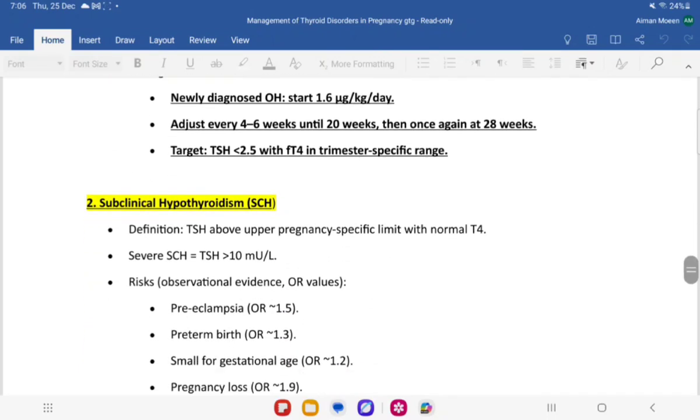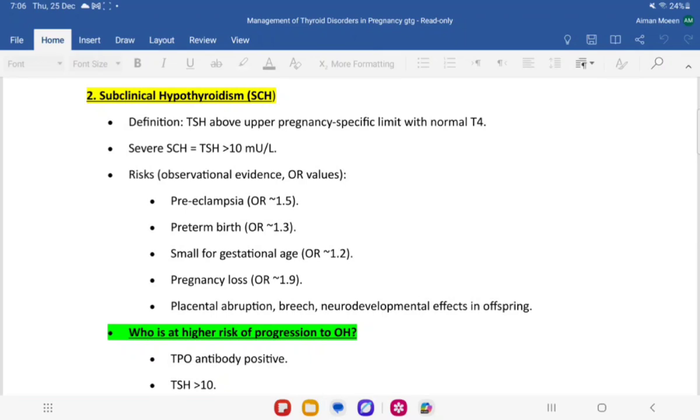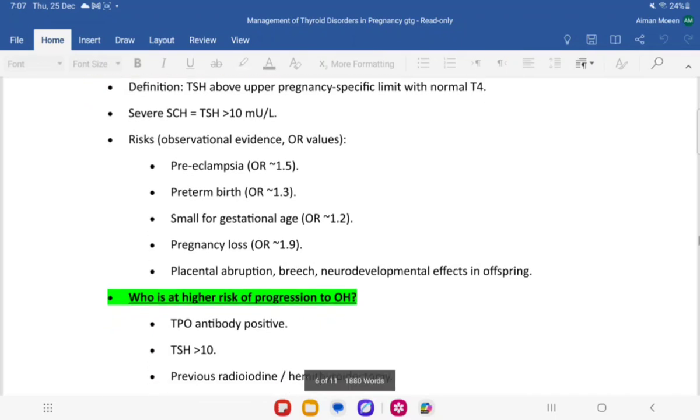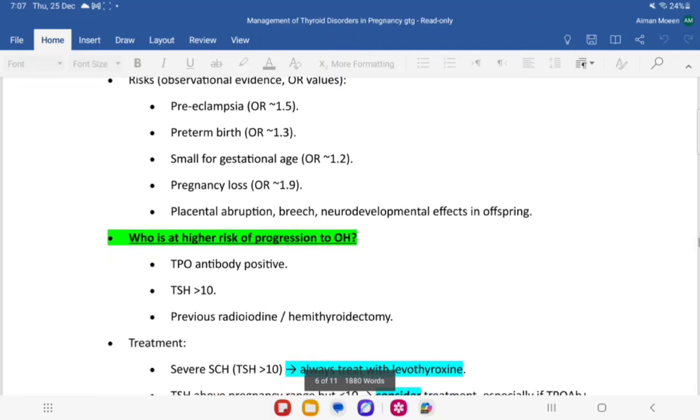Okay. Now there is subclinical hypothyroidism. TSH is above the pregnancy limit with a normal T4. Severe is a kind in which the TSH is more than 10. What are the risks? It's not that subclinical comes without any risk for the pregnancy. There is preeclampsia, preterm birth, small for gestational age, pregnancy loss, abruption, breech, and neurodevelopmental effects in the offspring. Who is at high risk of progression to overt hypothyroidism?